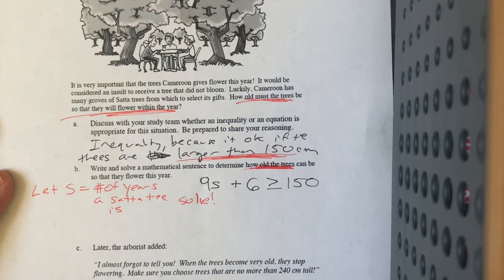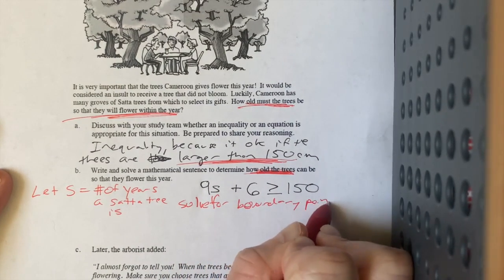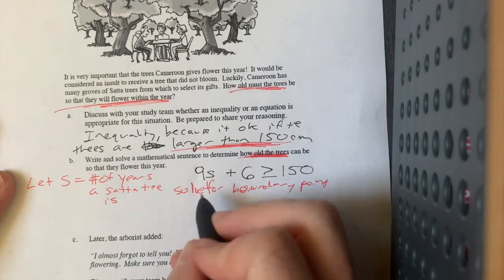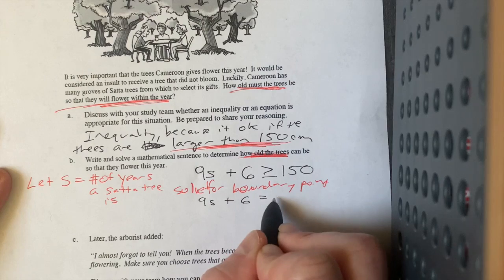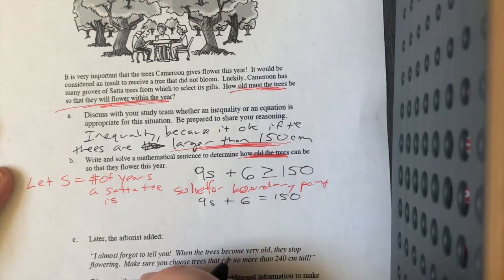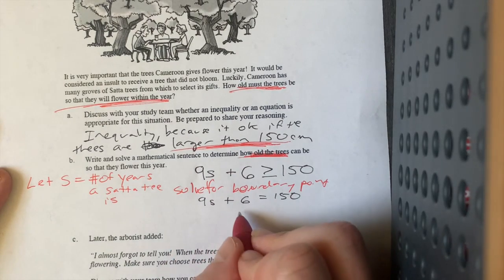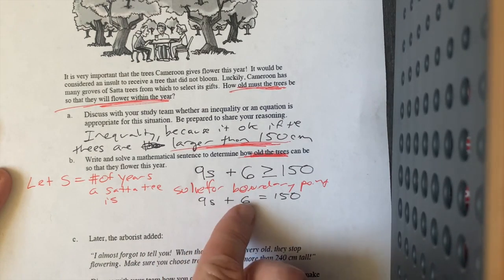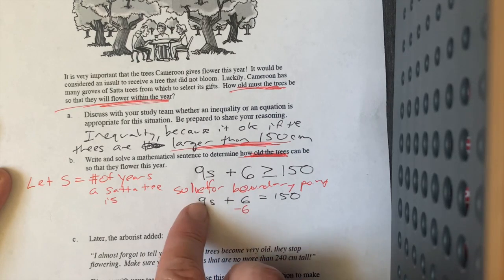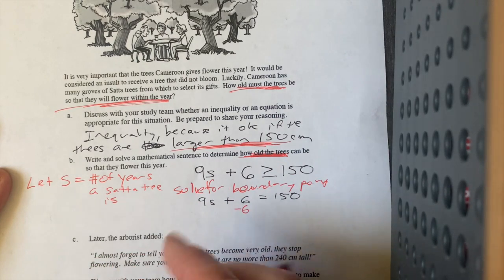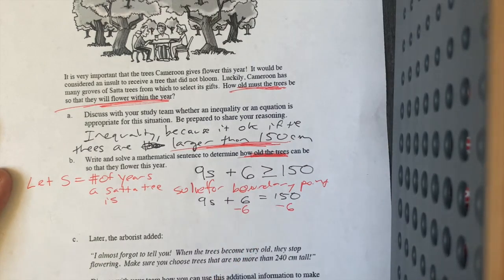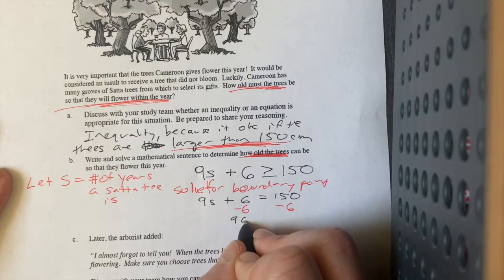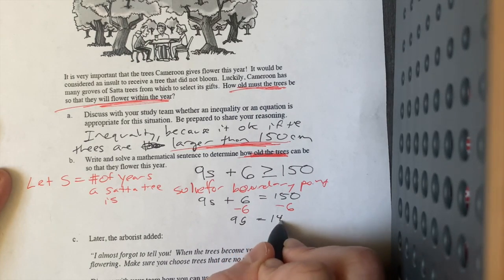Again, first step, solve for the boundary point. You know what that means at this point. You've got to change this to an equation to figure out exactly how old the SATA tree needs to be to be a 150 centimeter tall tree. Subtract 6 from both sides. Again, start away from the S, right? Start simplifying away from the S. Reverse PEMDAS. Addition comes after multiplication in PEMDAS, right? A is the second to last letter in PEMDAS. So we do reverse PEMDAS when we're solving. So we get 9S equaling 144.